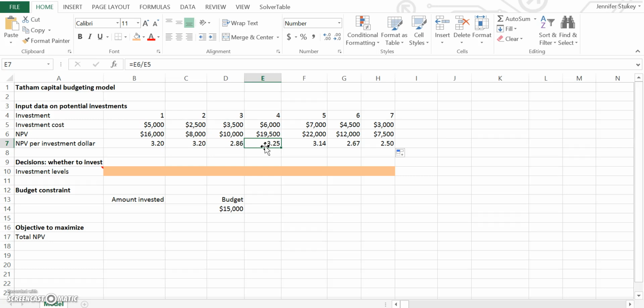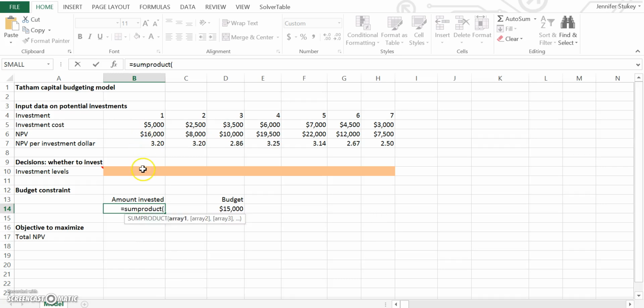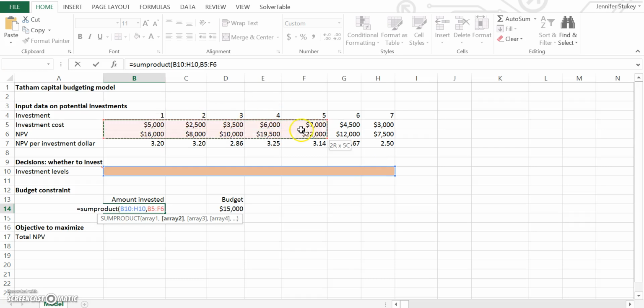So the next thing we have to do is calculate our amount actually invested. We start that with an equal sign, and we're going to do a SUMPRODUCT of the investment levels and the investment cost. Now, the question becomes, why does that work?